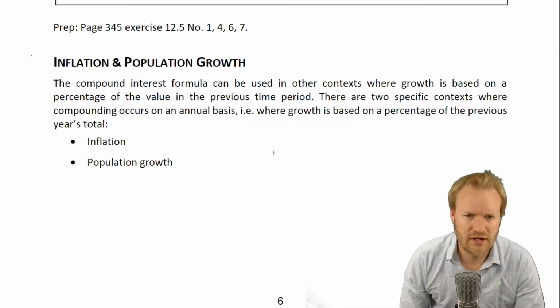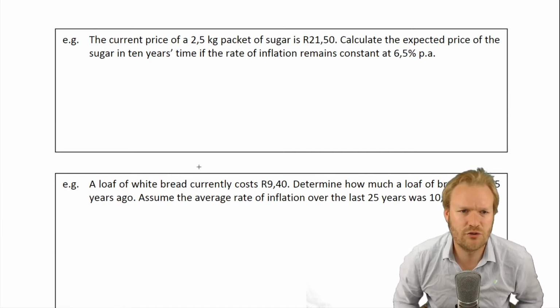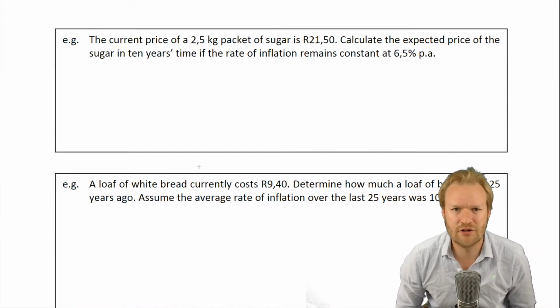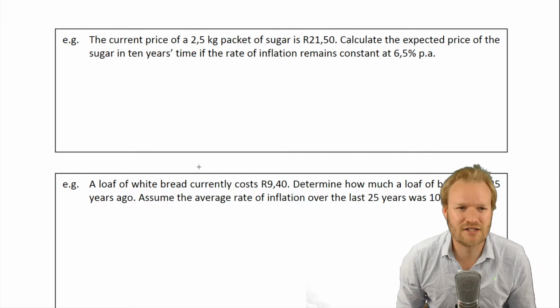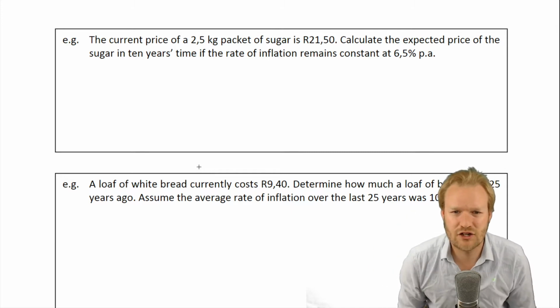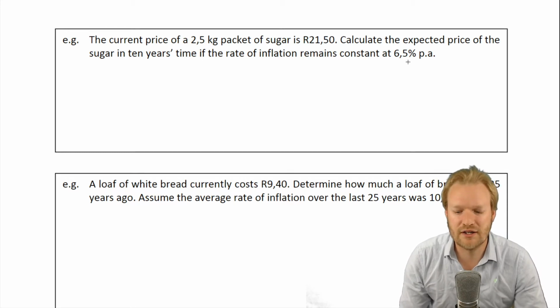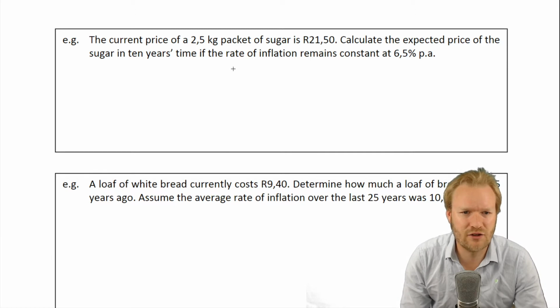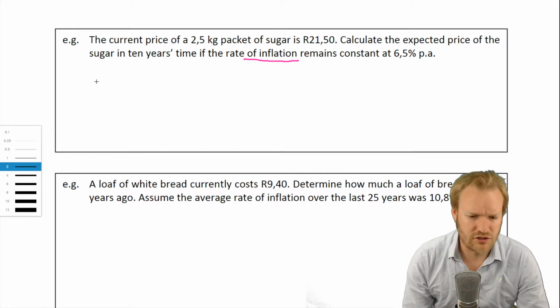Okay, so let's have a look what it is. The current price of a 2.5 kilogram packet of sugar is 21 Rand 50. Is that how much it costs? I don't really eat sugar. Calculate the expected price of the sugar in 10 years' time if the rate of inflation remains constant at 6.5% per annum. So it doesn't say the compounding period, monthly, quarterly, but if we're dealing with inflation, then we're dealing with per annum. Yeah, so let's just start.